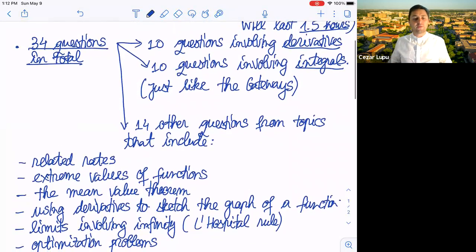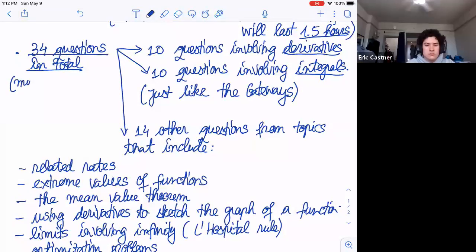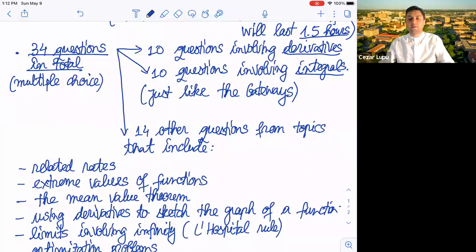Do you have any questions regarding the structure of the exam? Is it clear for everybody? Will it be multiple choice? Yes, I forgot to say this, it is a multiple choice exam, correct. Let's see, any other question?